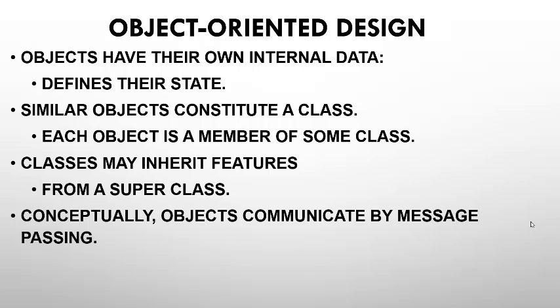Each and every object has its own internal data structures which define the state of that object, and similar objects constitute a class. In other words, each object is a member of some class. Classes may inherit features from a superclass. Conceptually, objects communicate by message passing. Objects have their own internal data. Thus, an object may exist in different states depending on the values of the internal data. In different states, an object may behave differently. So conceptually, objects communicate by message passing.